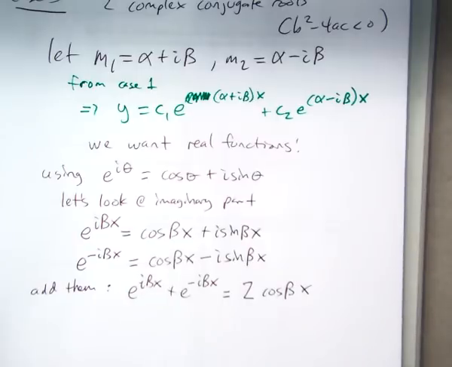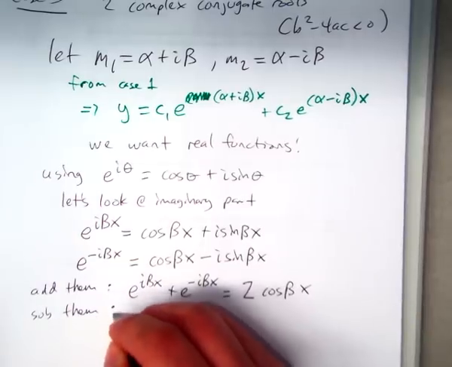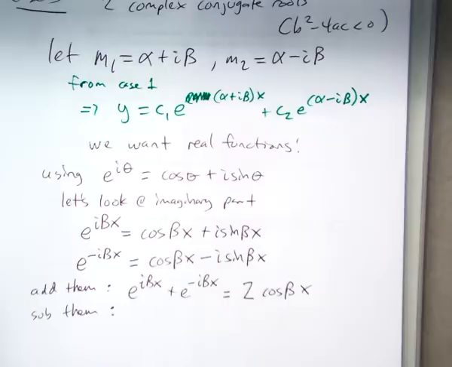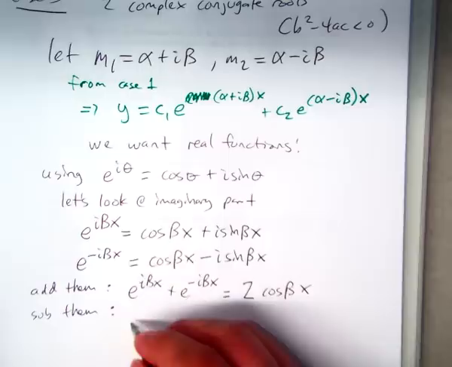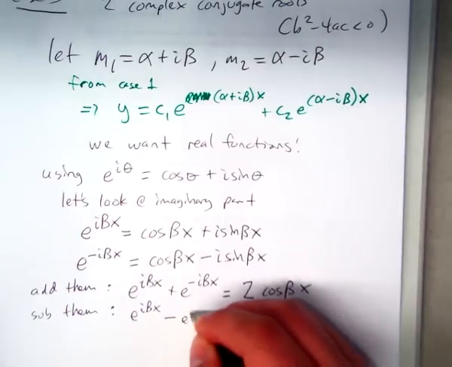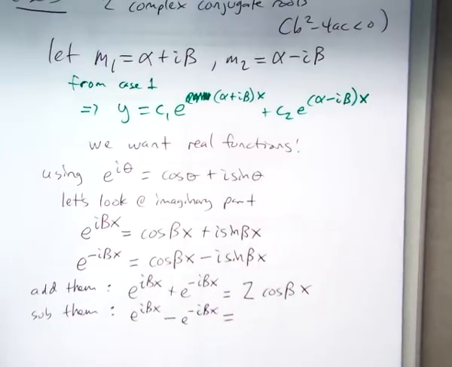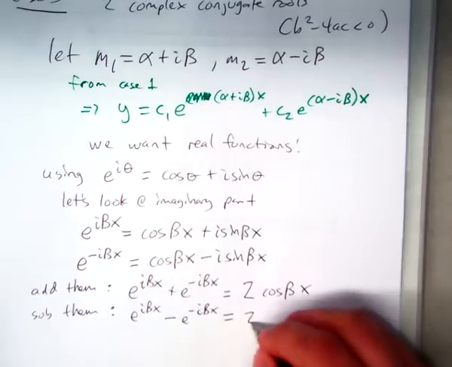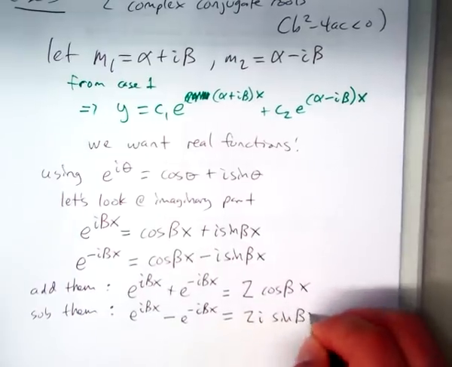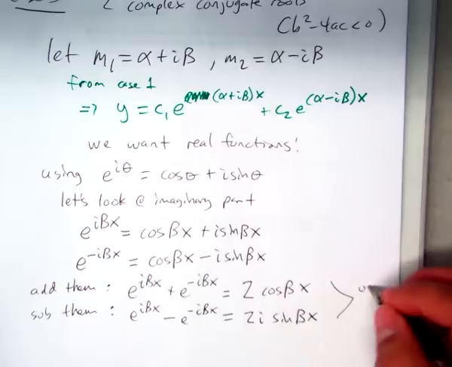Now let's subtract them. We're going to get e to the i beta x minus e to the negative i beta x. And that's simply going to cancel out our real stuff, right? If I subtract two conjugates, the real stuff goes away. And now we get 2i sine beta x. Okay, we'll come back to these later. We'll use these in a little bit.